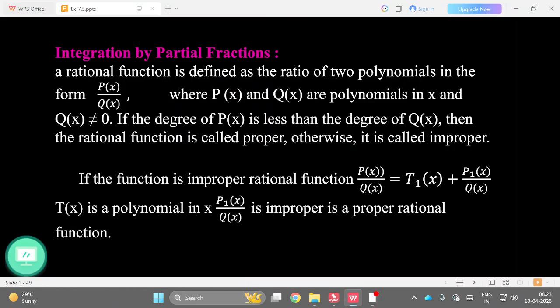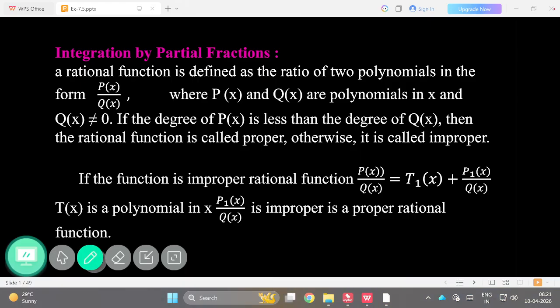Good morning, students. Now we are going to continue chapter 7, integral by partial fractions. I think you have studied partial fractions of rational functions in the lower classes. Okay, so what is a rational function?